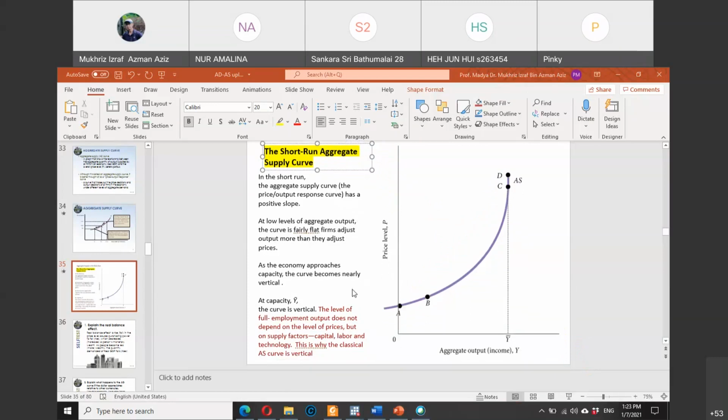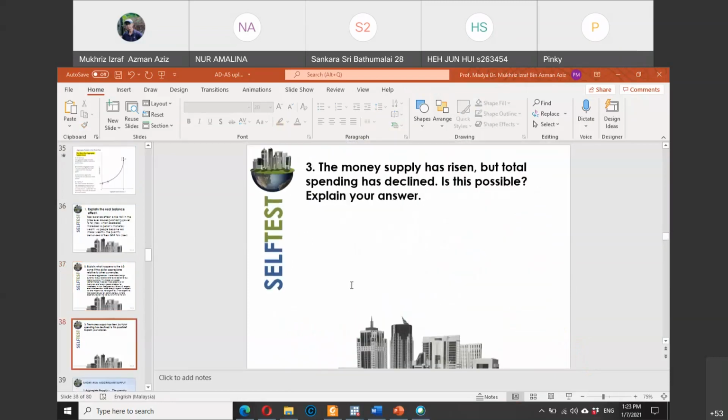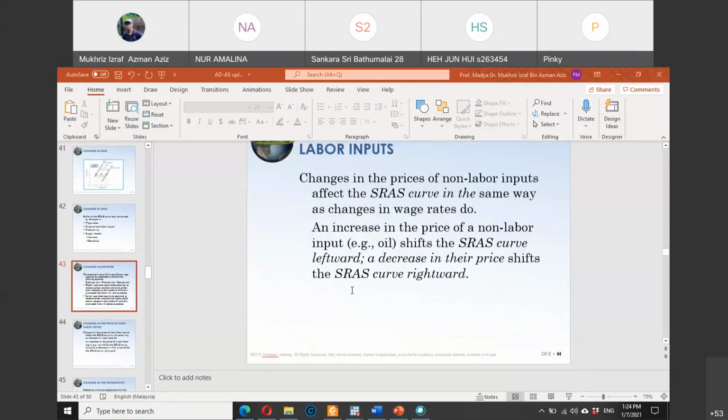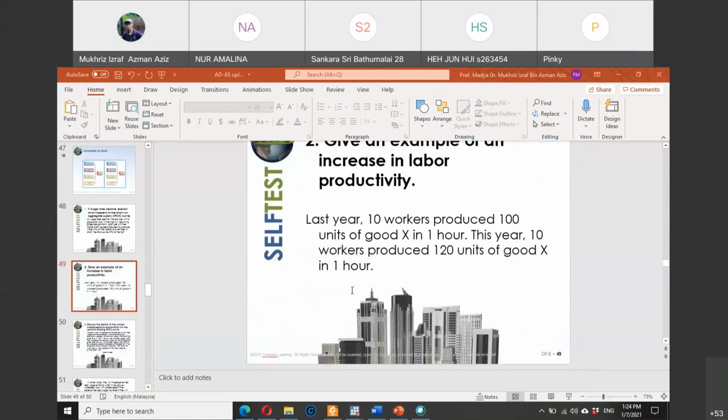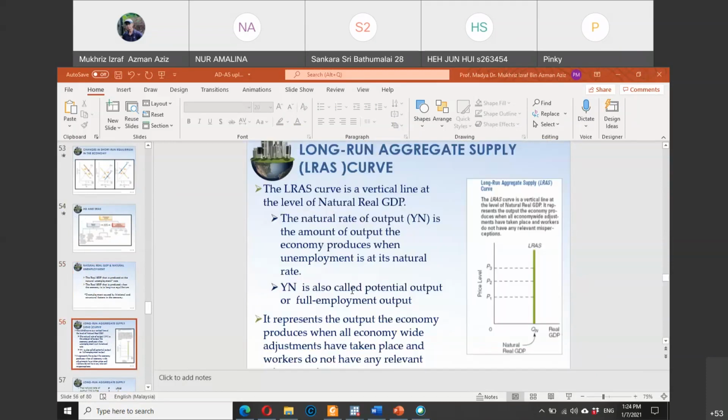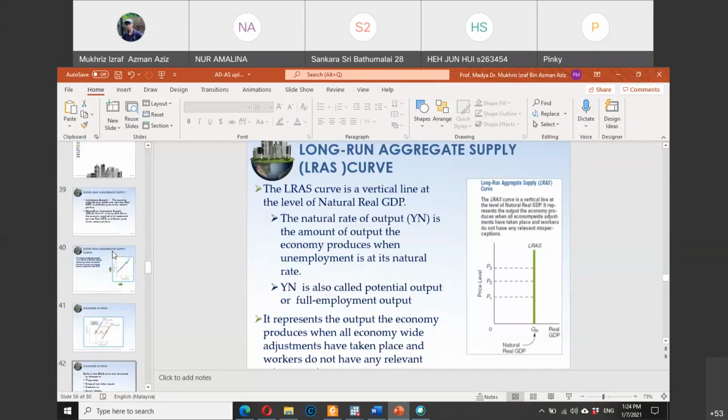So this is the short run supply curve. Let me go straight to the slide, because I want to highlight the difference between the short run and long run supply curve. The long run supply curve is always vertical. That is what we discussed at the beginning of our lecture today. Just now, let me go back to the.